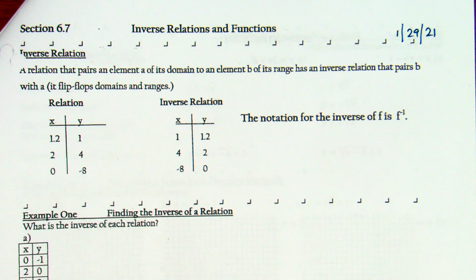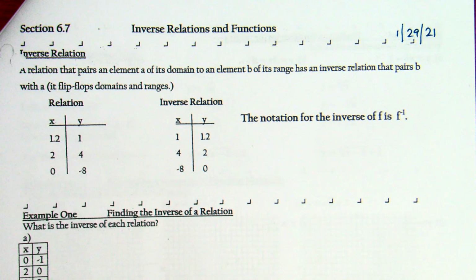When we talk about an inverse, notice up there it says a relation that pairs an element A of its domain to an element B of its range has an inverse relation that pairs B with A. The idea, when we want to find an inverse: if you have an X and a Y ordered pair, the inverse is flipping them. Instead of XY, making it YX. That's how you find the inverse, and that's what's always true of inverses.